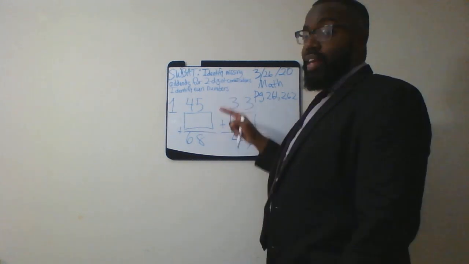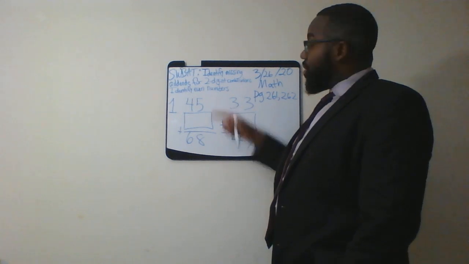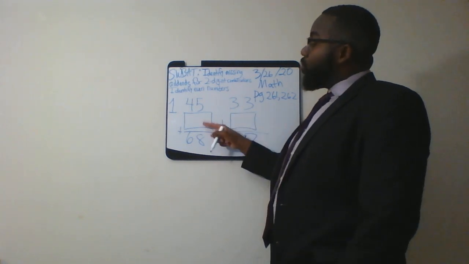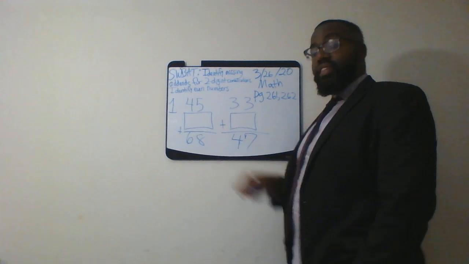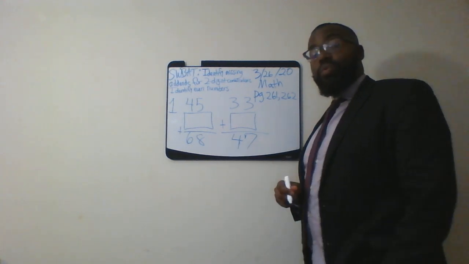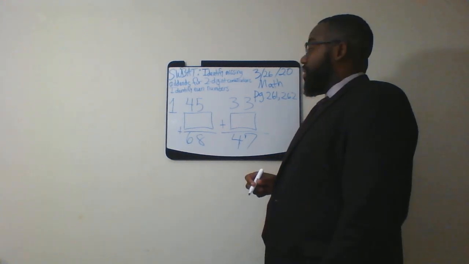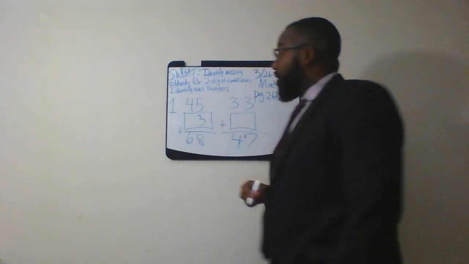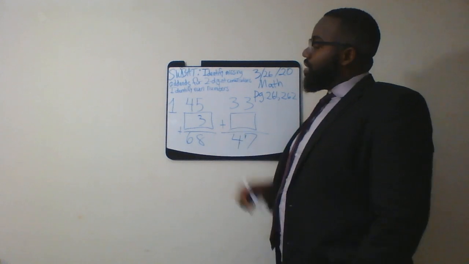So, like I always say, start in your ones column, which is here. 5 plus what number will give you 8? That is correct. 5 plus 3 will give you 8. Now go over to the 10 side.